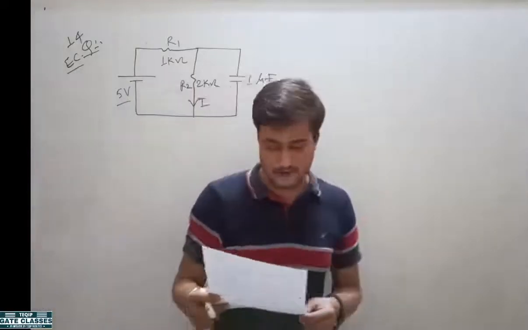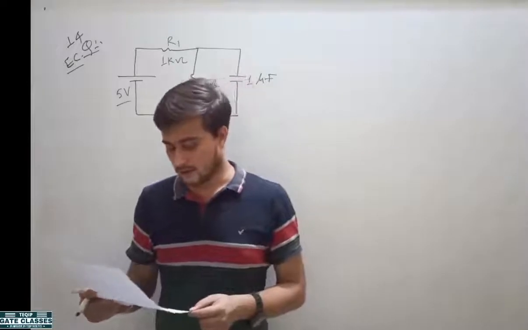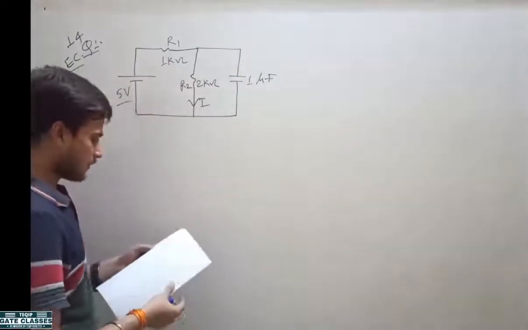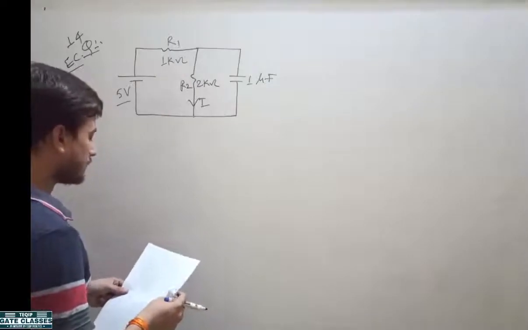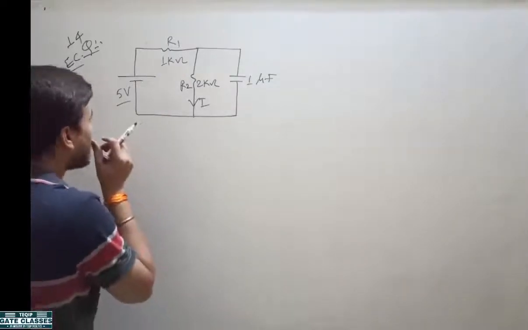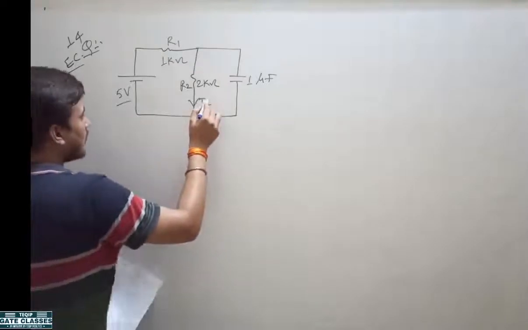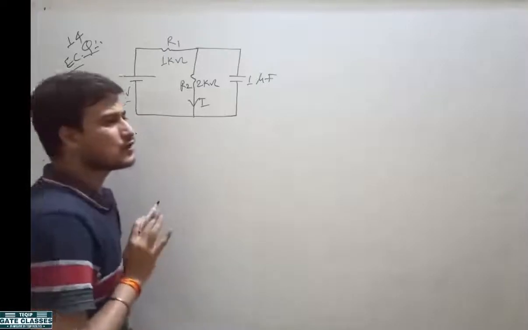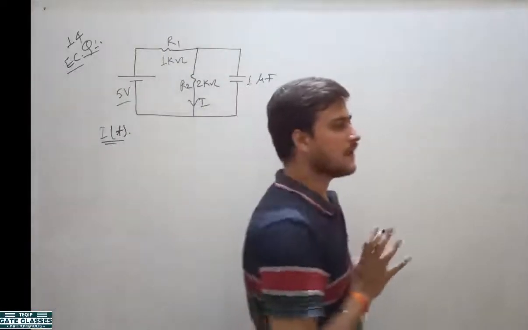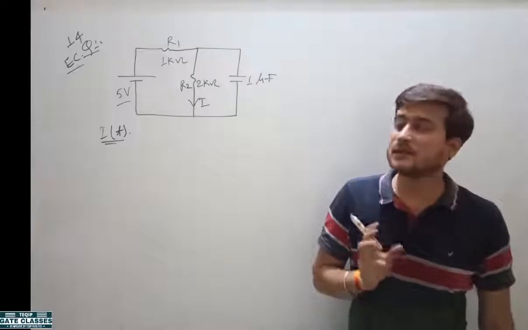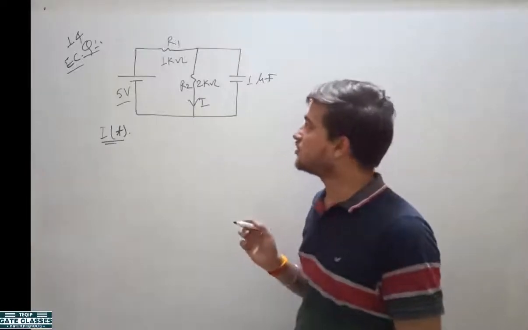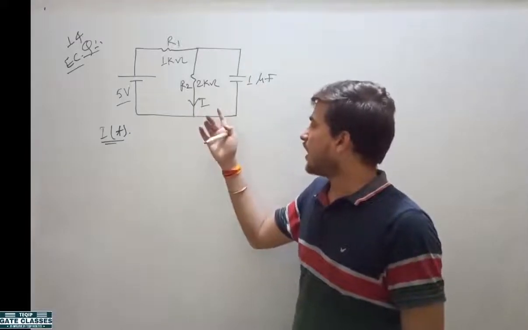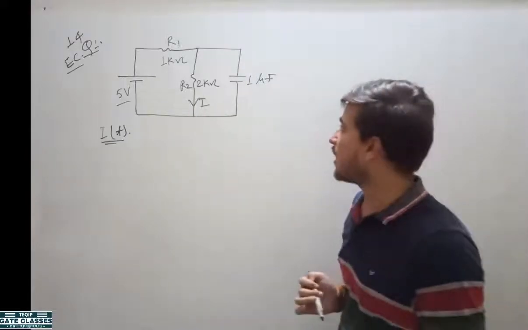Find the expression for current IT. Clear? We have to find the expression for current IT. So let us see how to find it. This is current I. Here no switch was given in the question, but it is saying that the capacitor is initially uncharged. That means you can assume the circuit had just been connected at t equal to 0 plus.